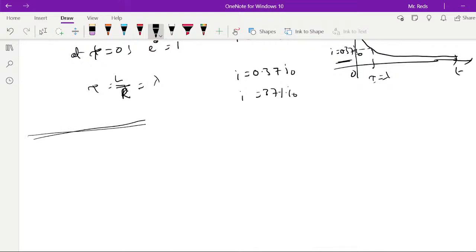That's it. Apart from that, the other difference is the time constant. In CR circuits tau is equal to CR, whereas in LR circuits the time constant is L by R. This is the time constant of an inductive circuit, and the time constant of capacitive circuits will be CR. That is the difference you have to just keep in mind. Now let us see a few simple numericals based on this, along with a few important numericals as well.